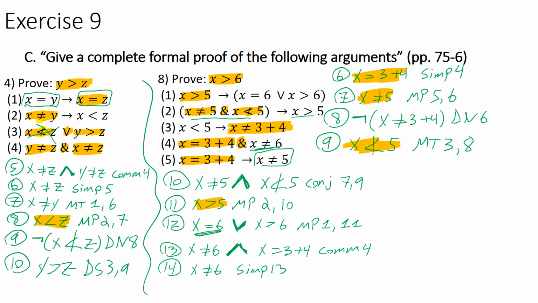And then for 14, we can say x does not equal 6 by the simplification of 13. And now because we have this x does not equal 6, so that's not the case, and there must be one true statement in the disjunction. For 15, we're able to conclude that x is greater than 6 by our disjunctive syllogism with lines 12 and 14.